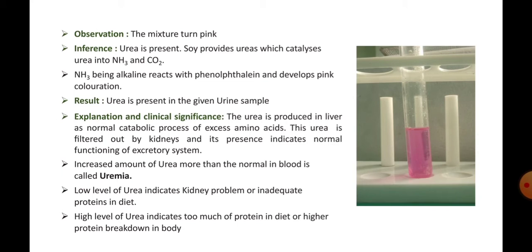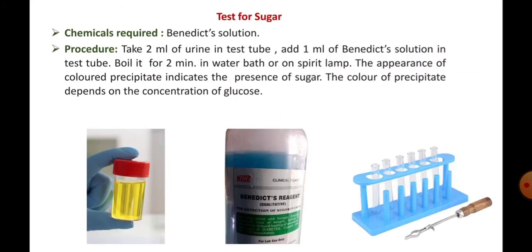Now let us see the second test. The second test is test for sugars. And the chemical that we require is Benedict solution and of course the urine sample. Let us also see the procedure.